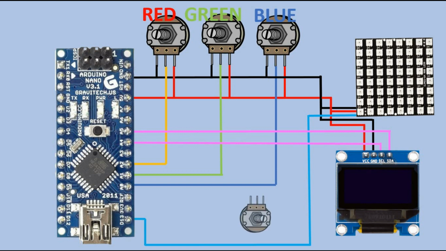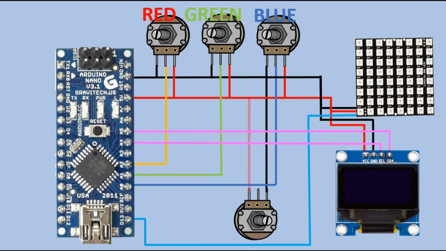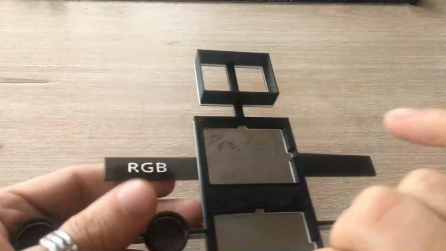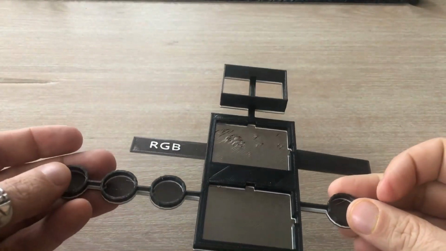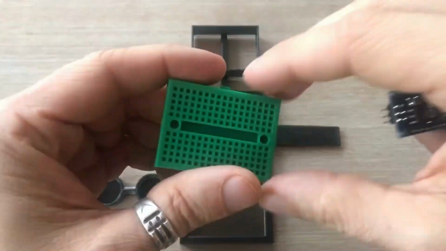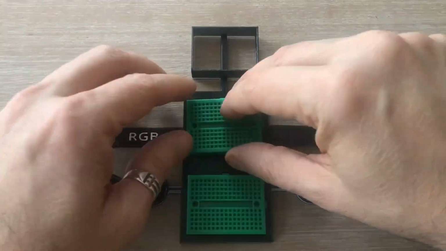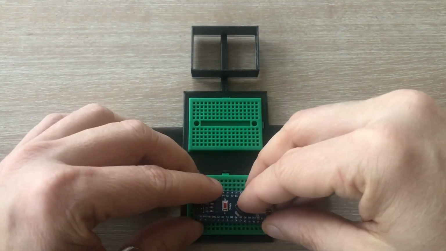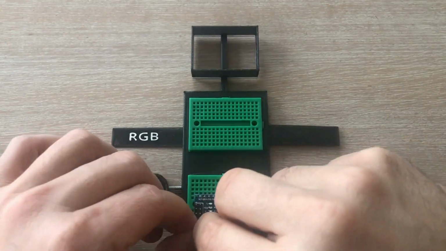Finally, I will need one more potentiometer. I will explain later what I plan to use it for. It will go to analog pin A3. To mount all the components, I printed this panel. I will use those 2 mini breadboards and then connect all components as per diagram.